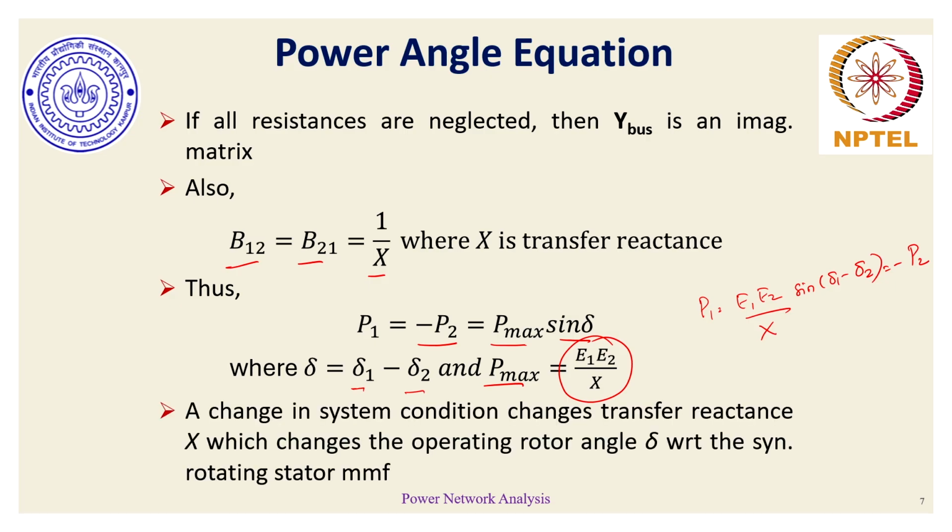So effectively, what we are trying to understand is that E1 and E2, the voltage magnitudes of the internal EMFs, will not change because AVR action is neglected, even though a disturbance has happened in the network.